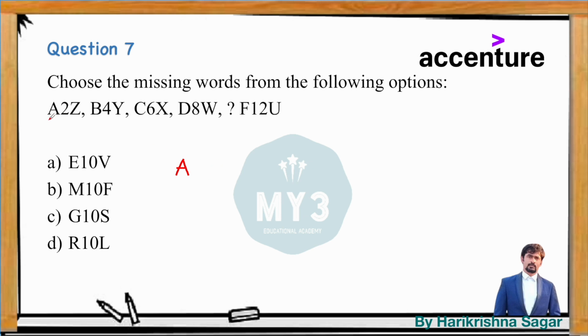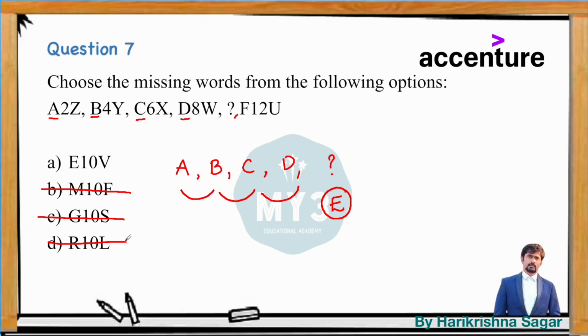So we are able to see A 2Z, B 4Y, C 6X, D 8W. They are asking for the question mark value, that means the missing term. I am trying to observe the first terms which are available here: A, B, C, D. The question mark should start with E. If you look at the options, only one option starts with E. You can directly mark it as the answer choice. If one more option also started with E, then you would think about the other part.